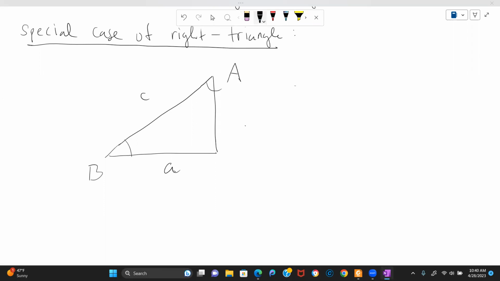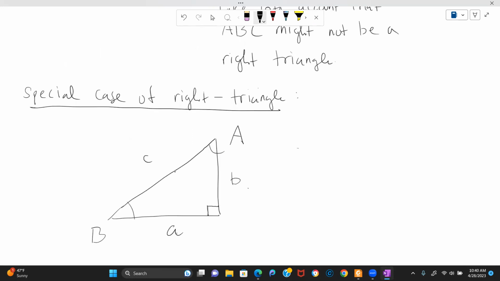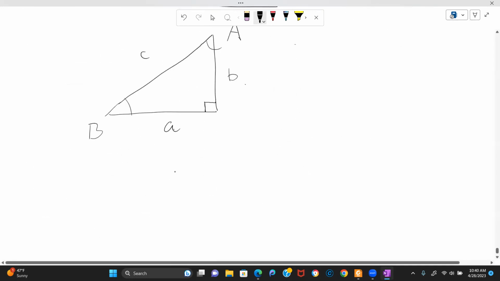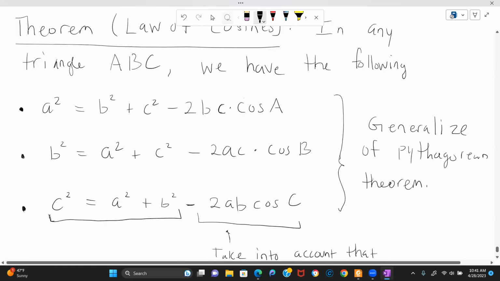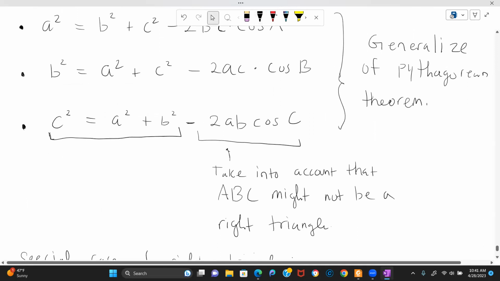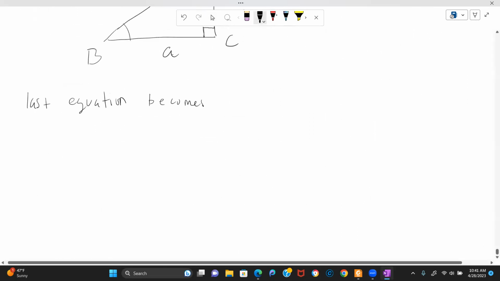This is A, this is B. And so this angle right here is going to be angle C, but it's a 90-degree angle because we're in a right triangle. We know for a fact it's a 90-degree angle because we're assuming we're in a right triangle. So the last equation becomes, this last equation right here.